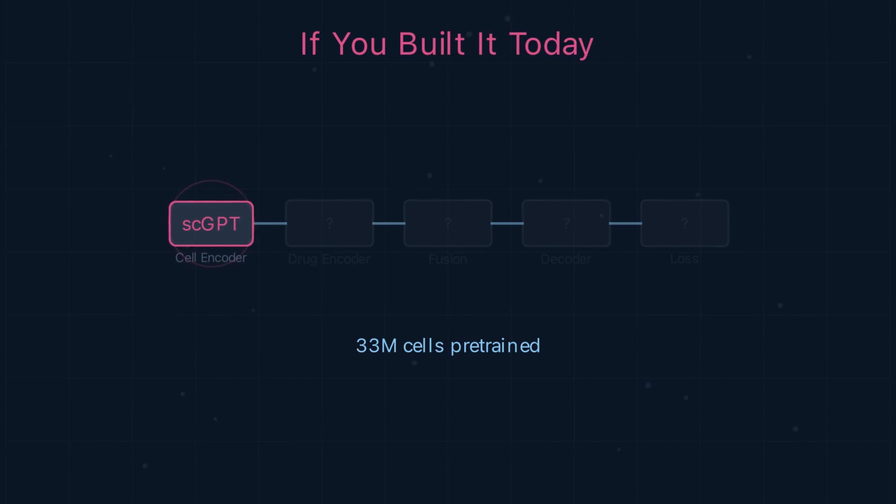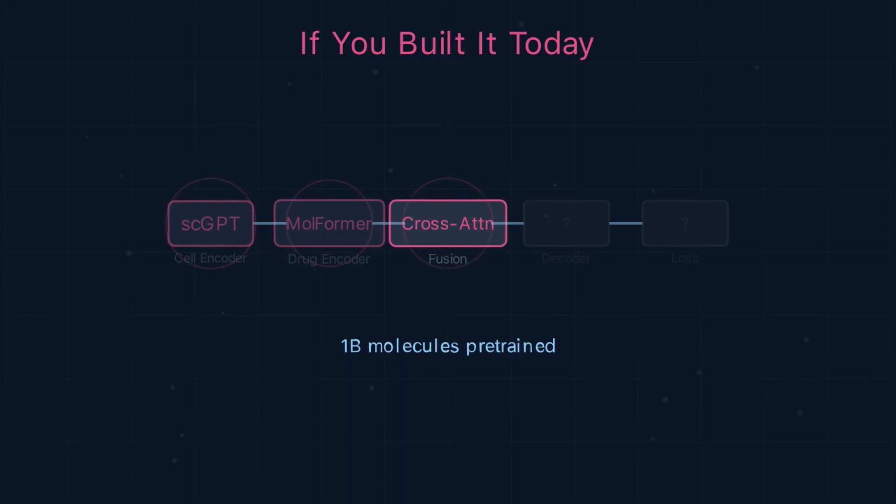The drug encoder becomes a molecular foundation model. Molformer or Unimol, pre-trained on over 1 billion molecules. No more engineering fingerprints by hand. The fusion layer becomes cross-attention. Cell tokens and drug tokens attend to each other directly. The model learns which parts of the cell interact with which parts of the drug.